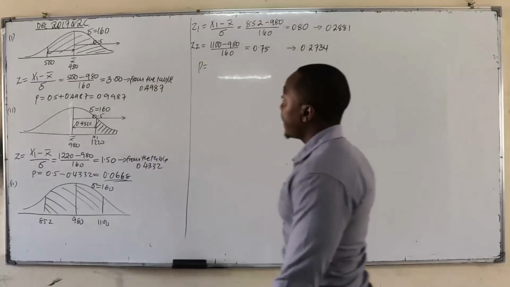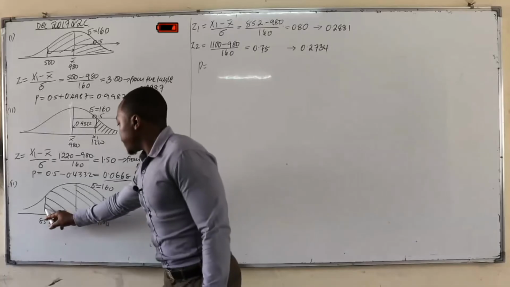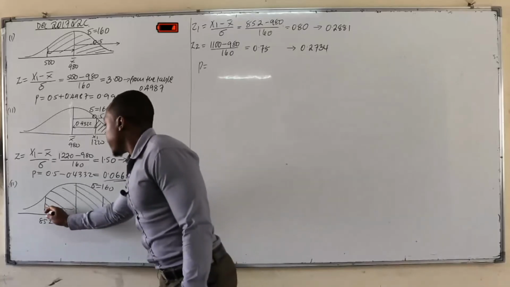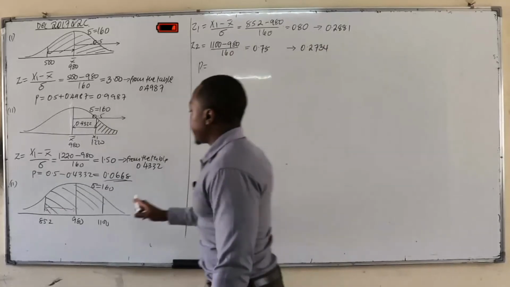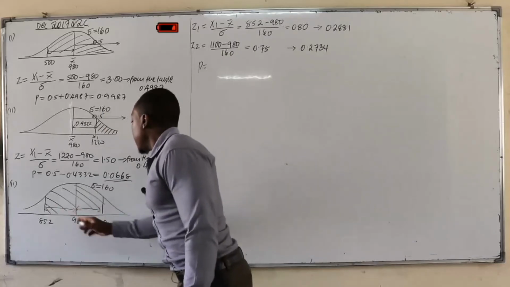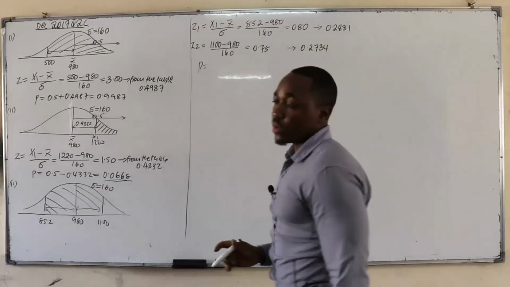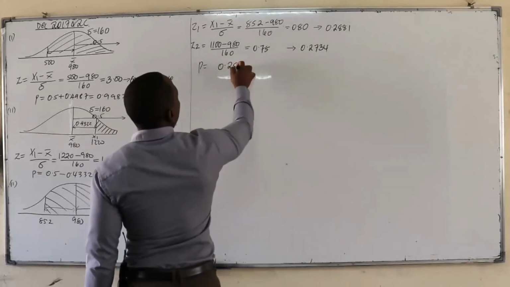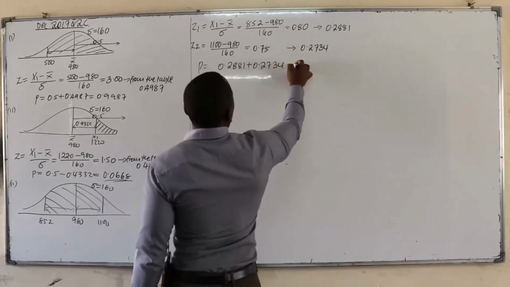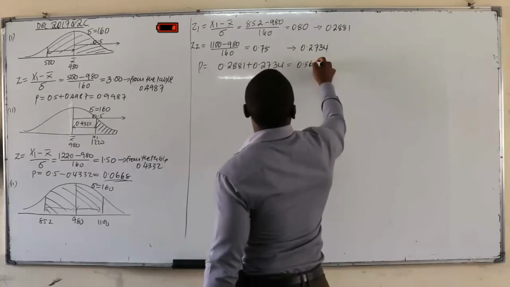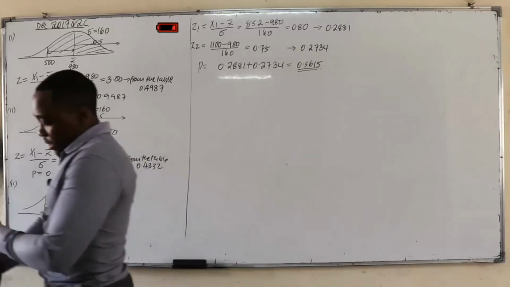How do we get the probability? Now the first one we have computed between 852 and 980, and we have the probability, which is 0.2881. The second one is between 1100 and 980, of which now we have gotten 0.2734. So now we want in between 852 and 1100. What do you do? We add, good. So you take 0.2881 plus 0.2734. You get 0.5615. Good. As simple as that.